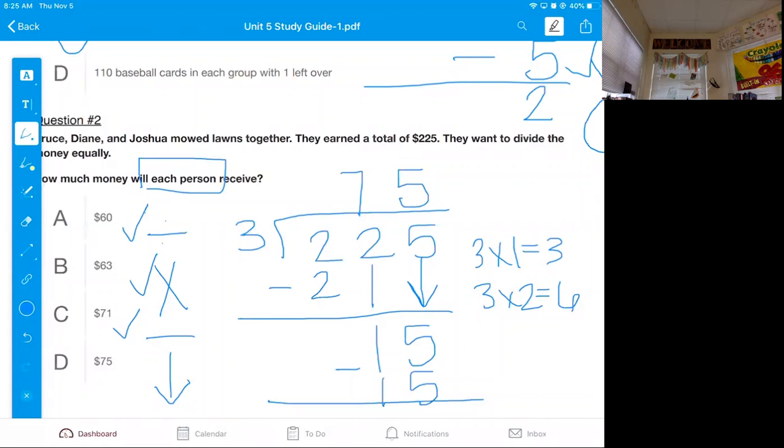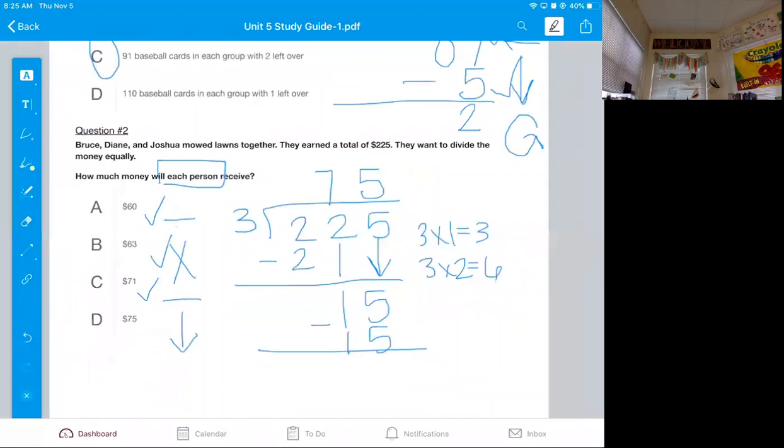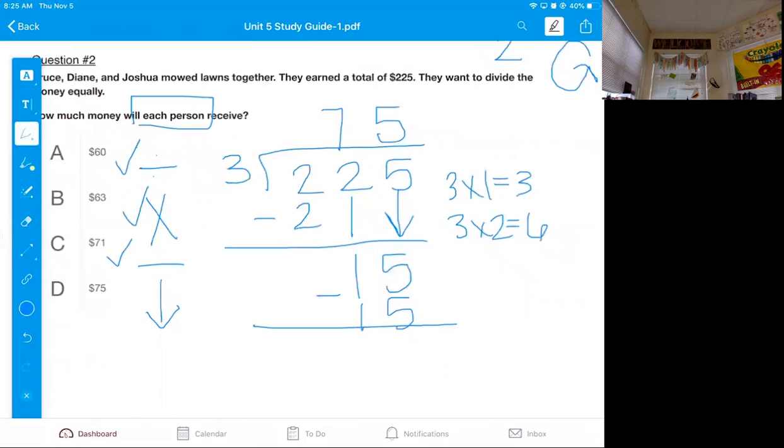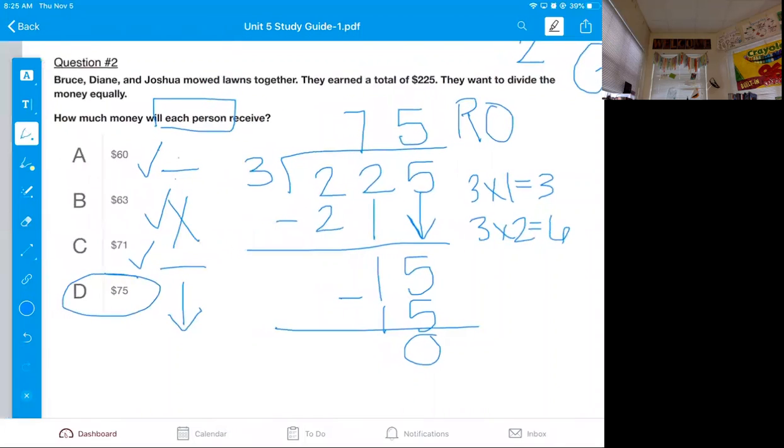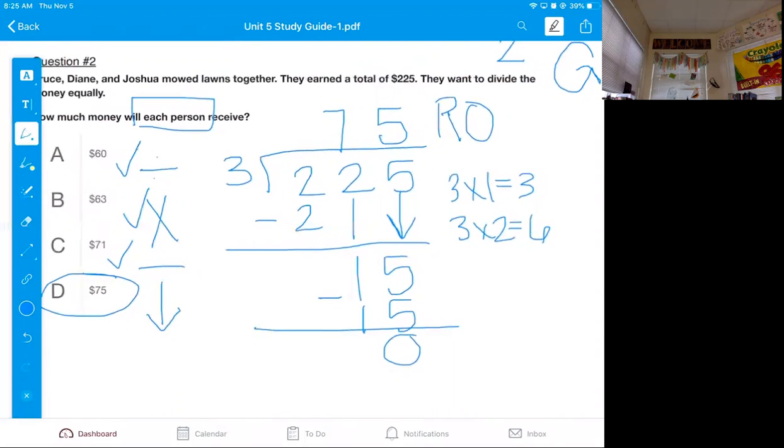Okay, 15 minus 15? 0. And Brother says bring down. Is there anything left to bring down? All right, so my remainder is 0. Looking at my answer choices, I need to find one that says 75 with no leftovers. Which one would that be? D. $75 is how much each one of those people, Bruce, Diane, and Joshua, would get for mowing.